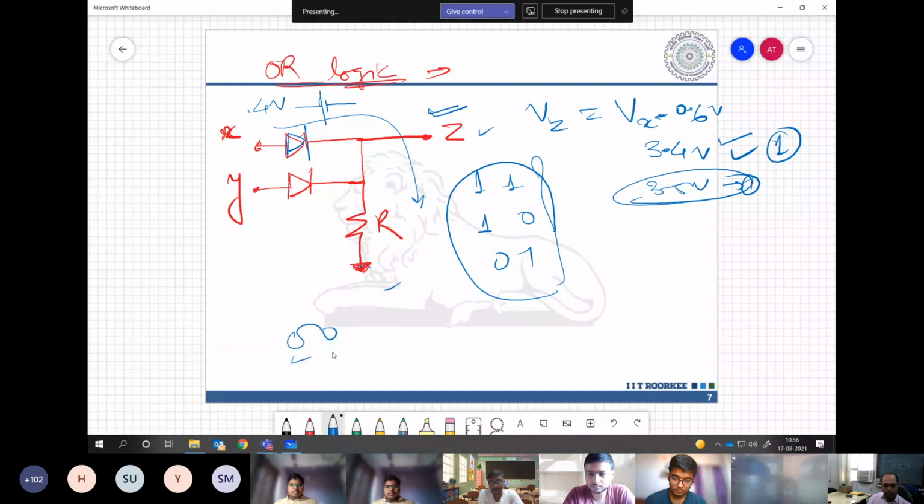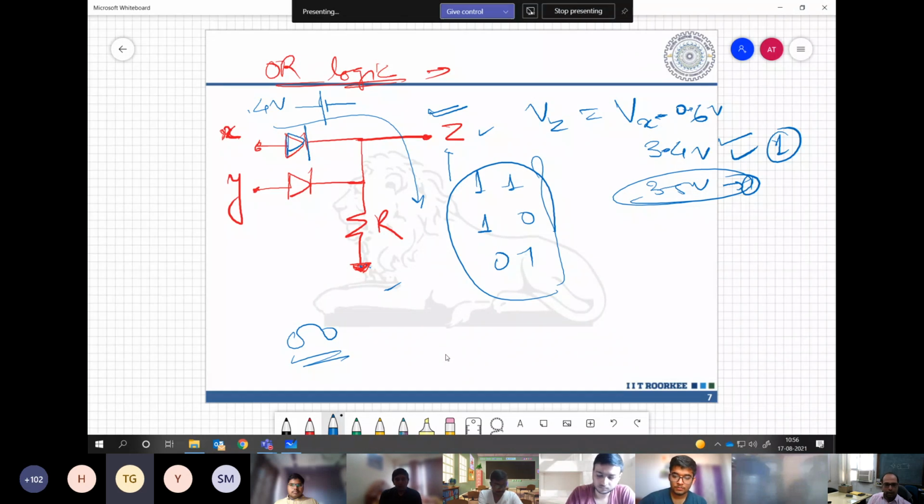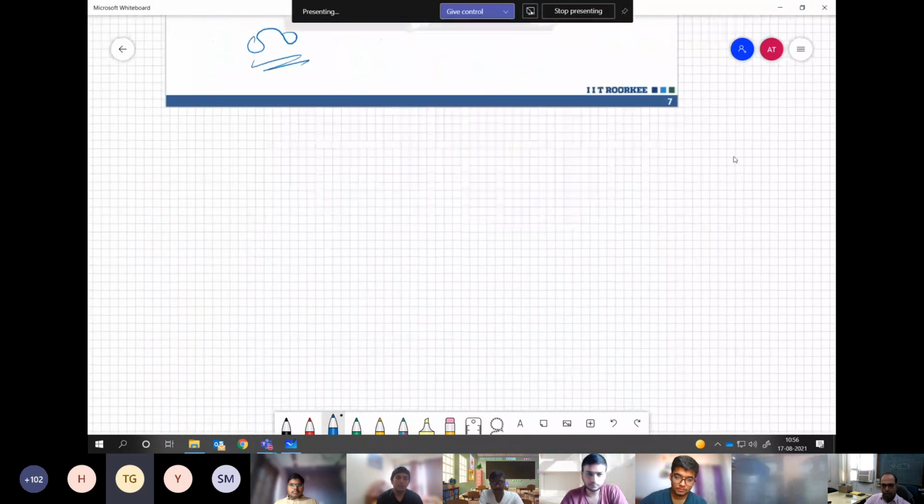Only when you have the 0, 0 combination, this voltage will be in the logic 0. Correct? So this is how we can realize the OR circuit using the diode logic. Only diode we are using, and we are getting our combination for the AND, OR and all these things. Now there is a major drawback when we are using this diode logic.